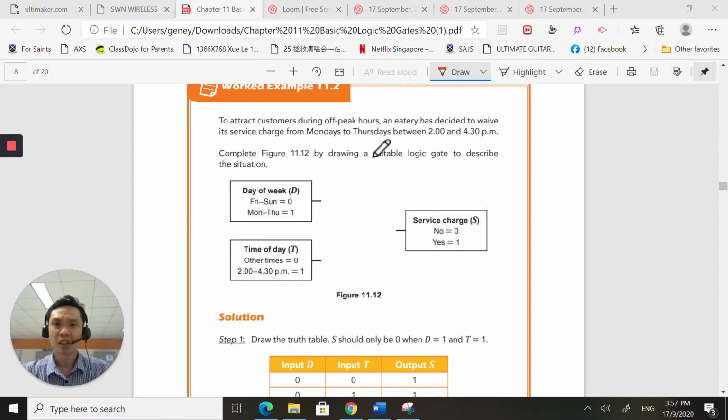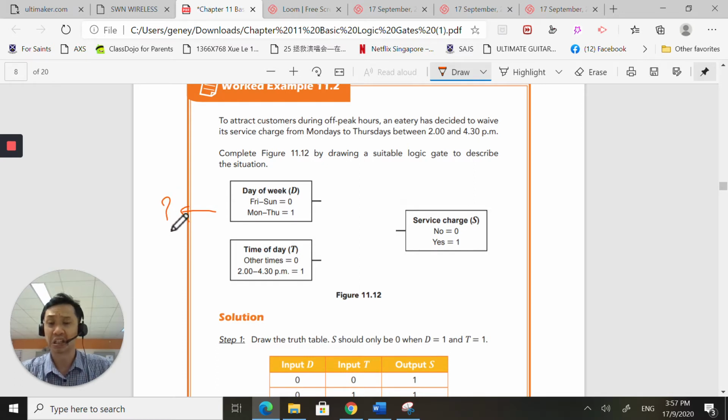So basically, I've got 2 decisions to make, right? I need to consider the day of the week, and I need to consider the time. So let's say day of the week, let's represent it by D, time by T. So if it's Friday to Sunday, let's give it a low input. Now, how it's going to decide is another part of the story.